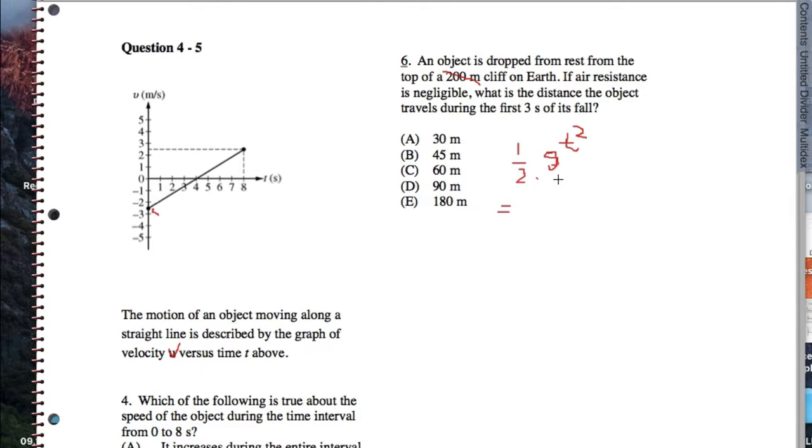And so I'll put in 10 here. So 1/2 times 10 is 5. And since I'm doing this for 3 seconds, that's 3 squared, which is 9. So 5 times 9 is 45 meters. And that's how I'm getting the answer to number 6.